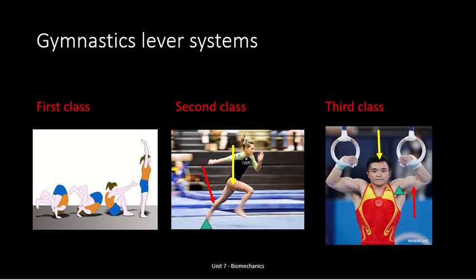The second class lever, as shown, the fulcrum is down at the foot, at the ankle, where the gymnast is moving off and sprinting. And then the load is in the middle. It's quite hard to show here as the yellow arrow, but it is her body weight. And then the effort would be her leg muscles pushing herself off the ground and then moving forwards into the sprint and then into the routine.